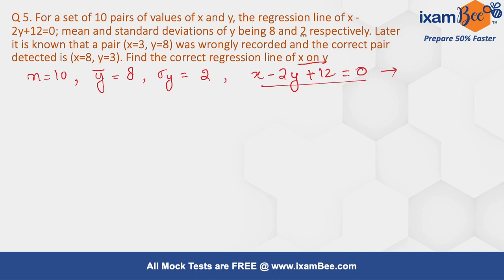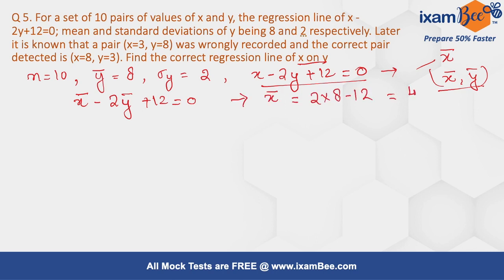Now first of all, we should find the value for x bar because y bar is already given to us. How should we find the value for x bar? Any regression line like this should pass through the pair of means. So if we put the values in the regression line, it will become x bar minus 2y bar plus 12 equals 0. From here you can easily find that the value for x bar is 4.